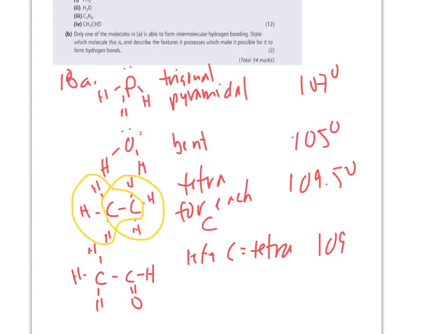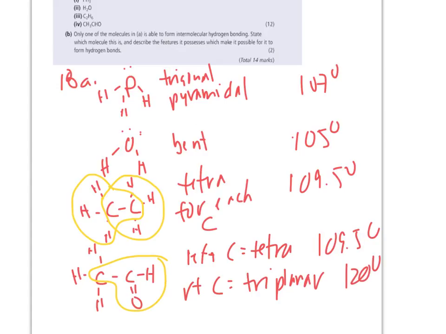It's 109.5 because it looks very much like the ones up above. But my carbon on the right is only bonded to 3 things with no lone pair. So that one, the right carbon, I would consider trigonal planar with a bond angle of 120.